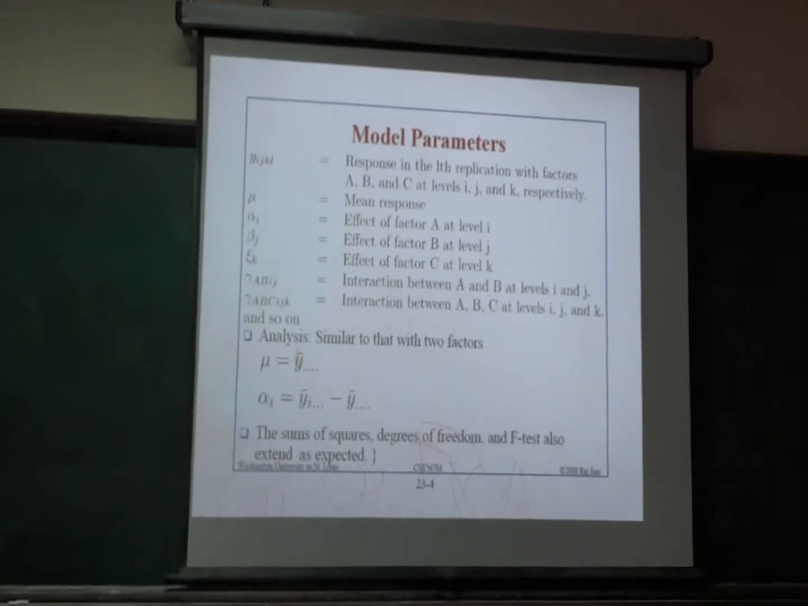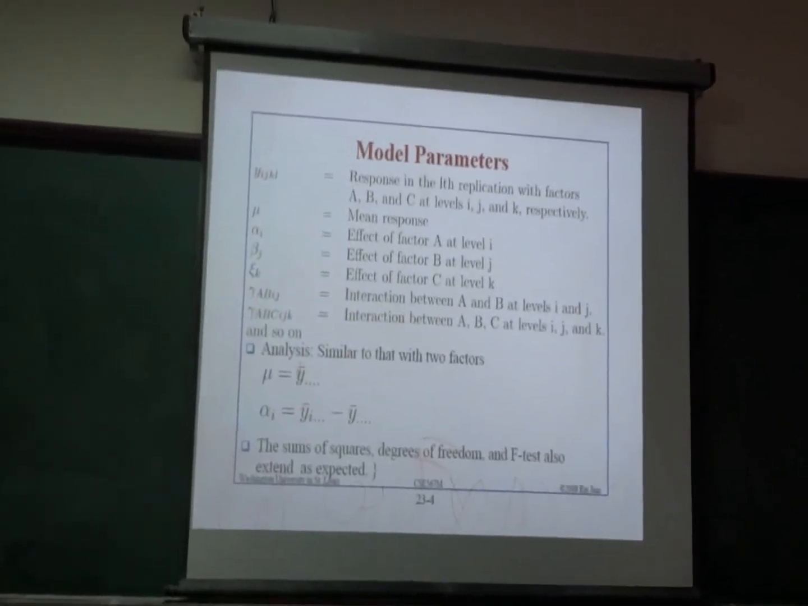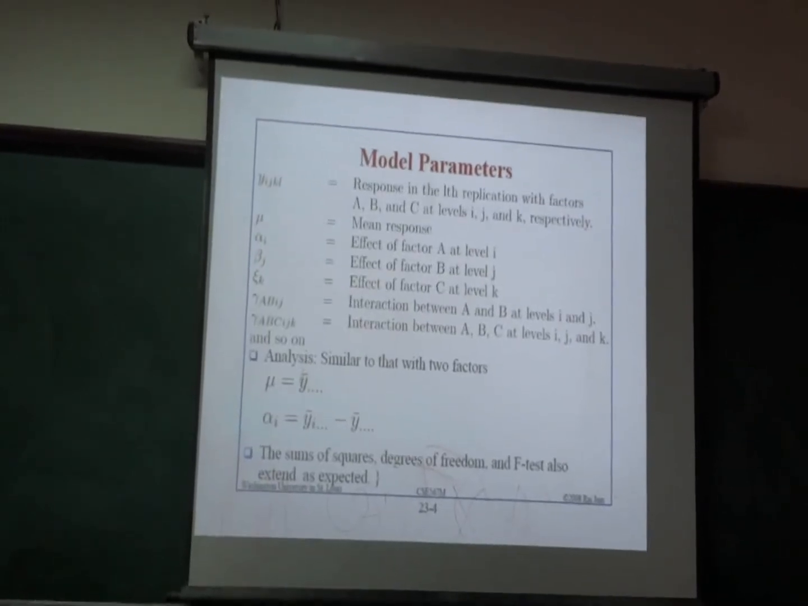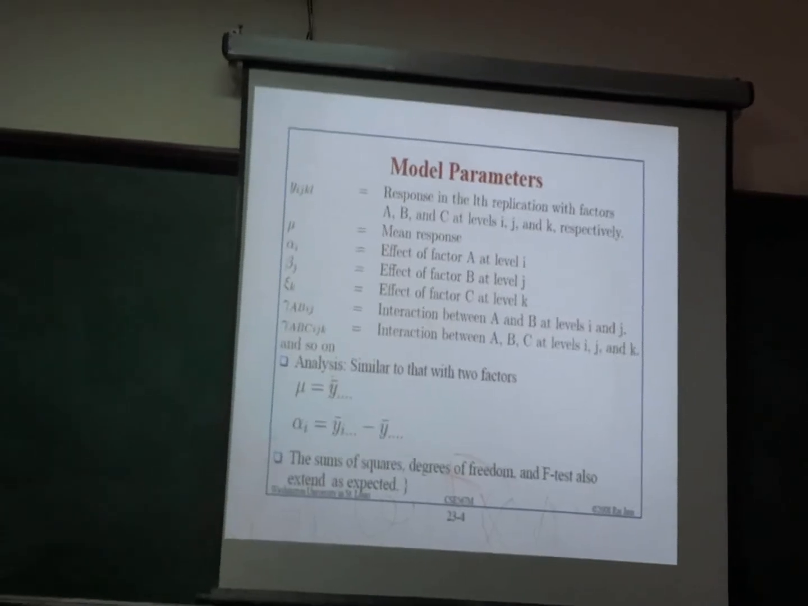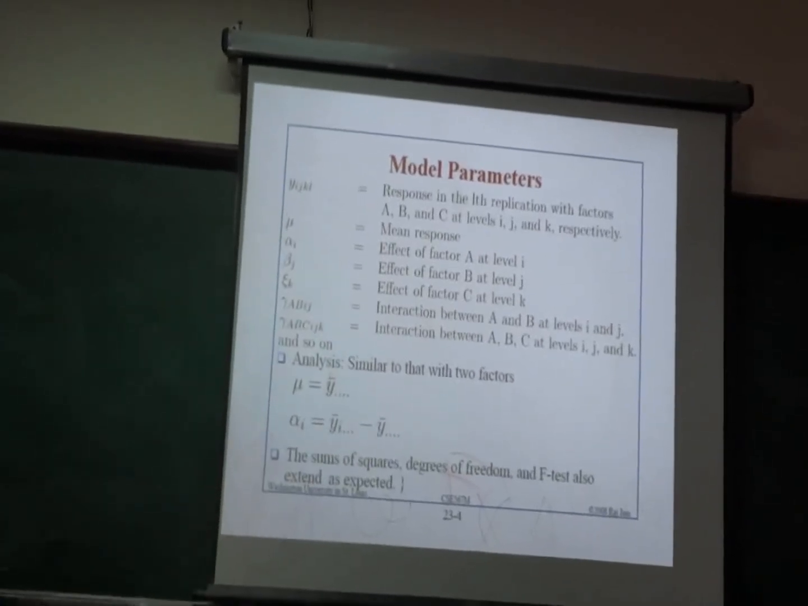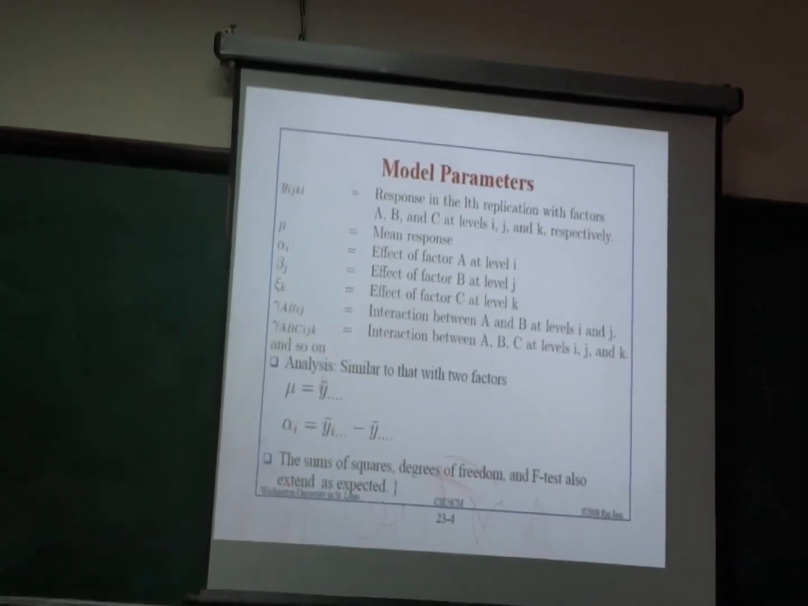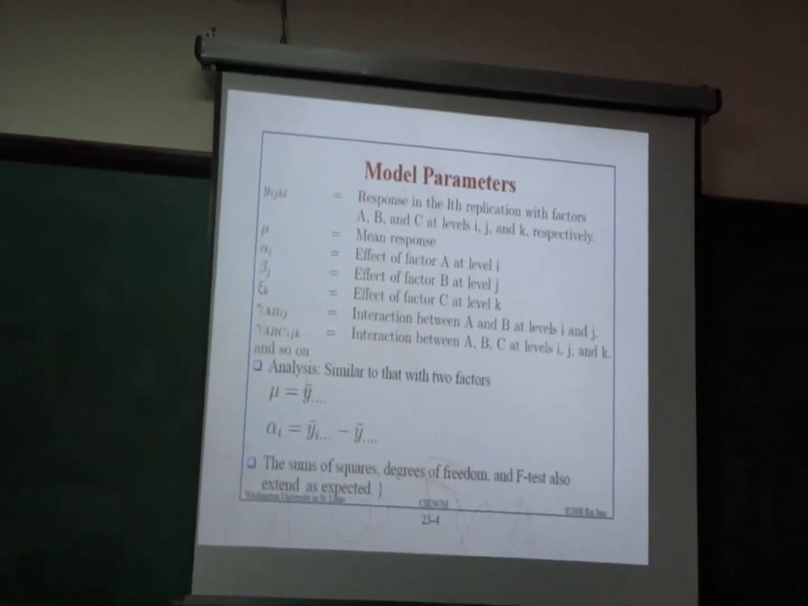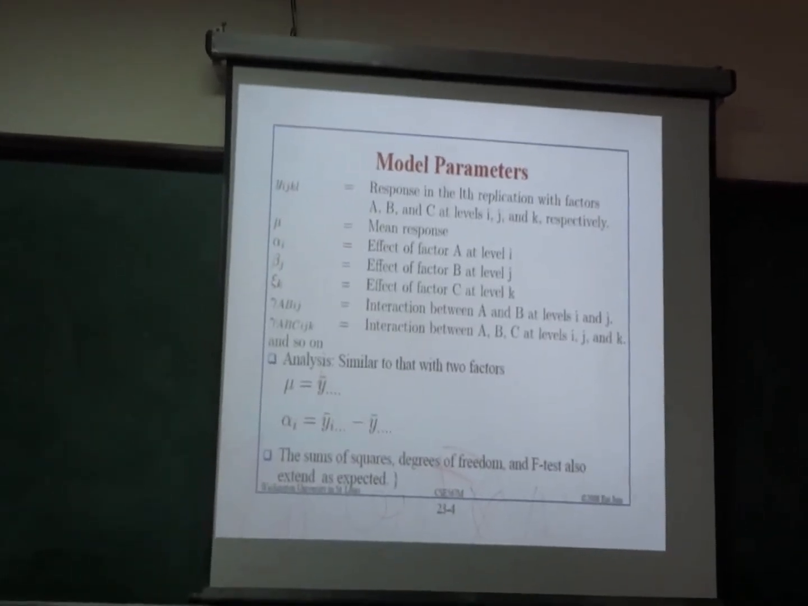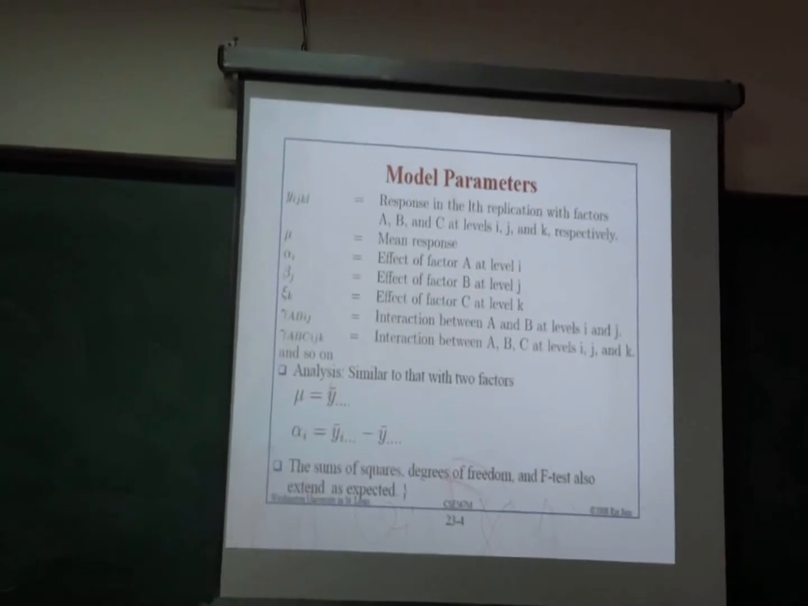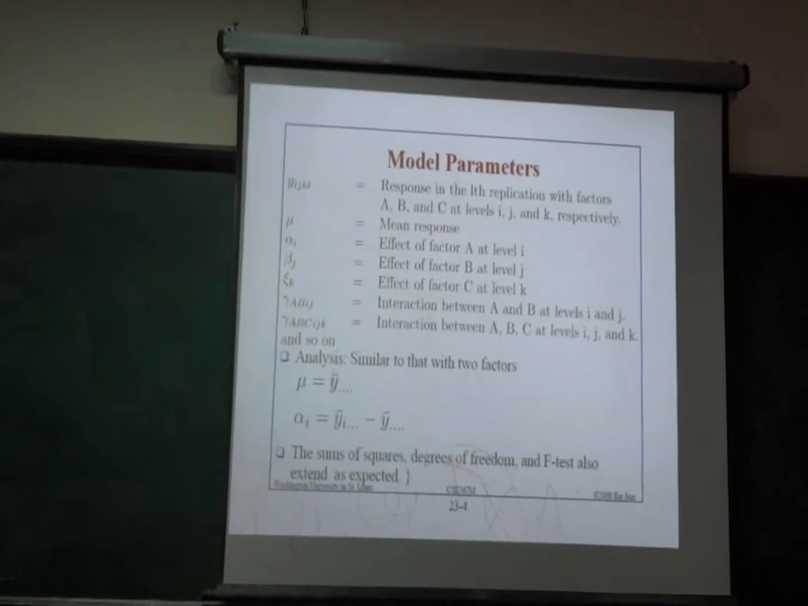Analysis of a general design. Here, analysis of a full factorial design with K factors is similar to that with the 2 factors that we discussed earlier. The parameters can be estimated from the means taken along the various dimensions, like mu is equal to y bar, then alpha of i is equal to y bar i minus y bar. The sum of squares, degrees of freedom, and F test are also extended as expected.